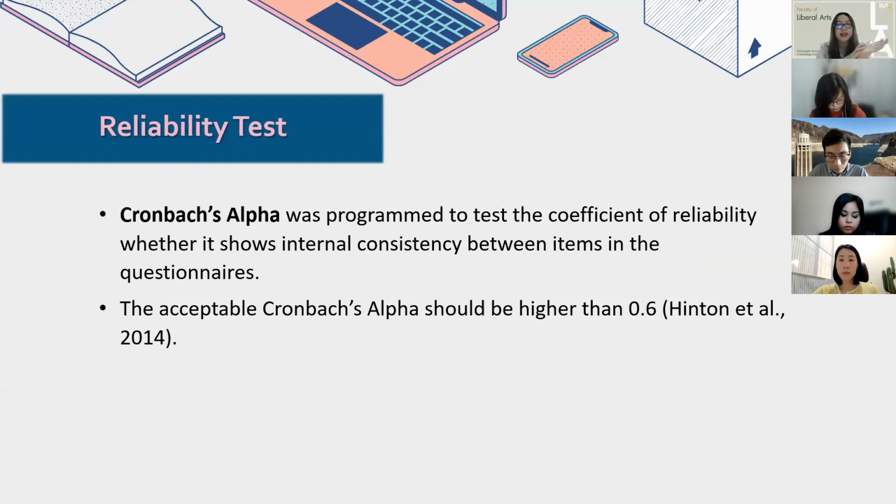The completed questionnaire was calculated by SPSS, or some of you may use R or something else. But for me, I use SPSS to find Cronbach alpha. For the reliability test, Cronbach alpha was programmed to test the coefficient of reliability, whether it shows internal consistency between items in the questionnaire. The acceptable Cronbach alpha should be higher than 0.6, suggested by Hinton et al.